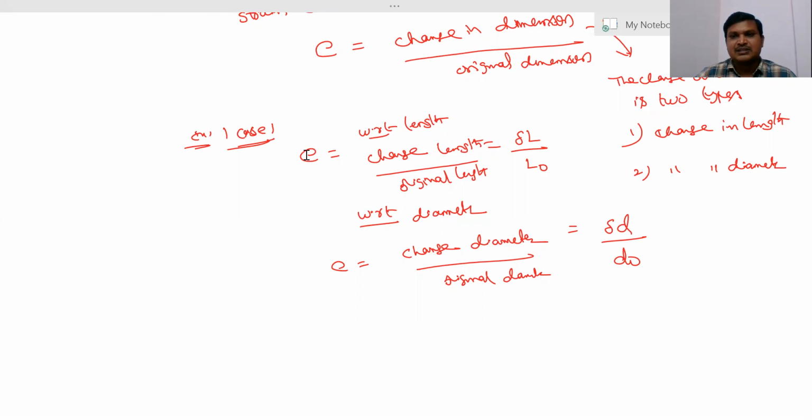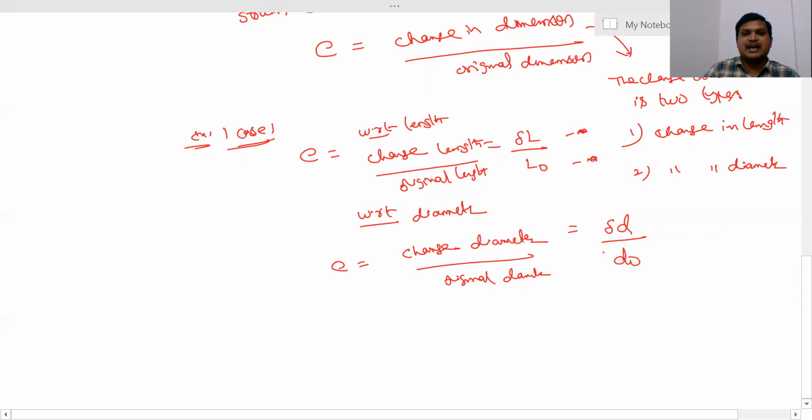The dimension changes in two directions. One is the lateral direction, which we call the diameter, and the linear direction, where we have the length. So there is a change in length as well as a change in diameter. That's why the strain is equal to, with respect to length, change in length by original length, delta L by L0, and with respect to diameter, change in diameter by original diameter, delta D by D. Delta L has units of meters or millimeters, and the original length also meters or millimeters. So strain has no units. Strain has no units.